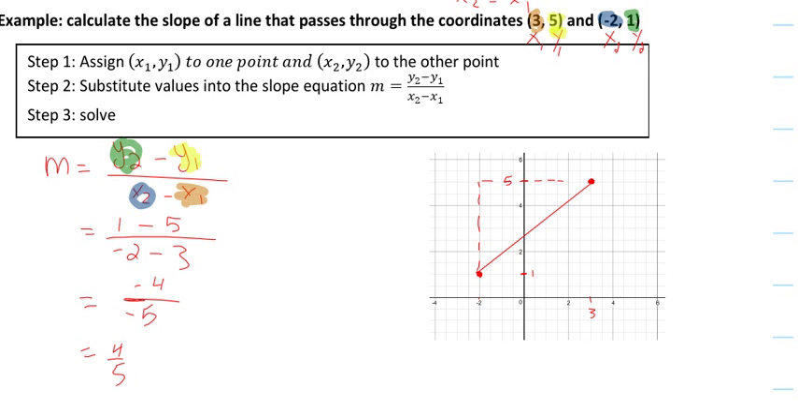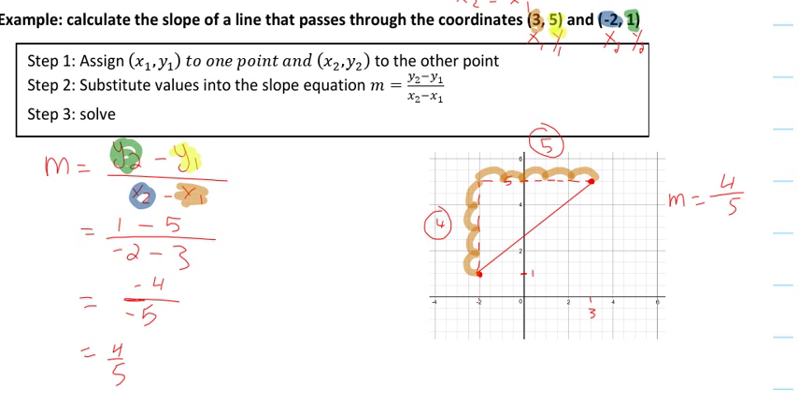So let's see what my rise is. I'm going to go up 1, 2, 3, 4. And then my run is going to be 1, 2, 3, 4, 5. Yeah? So if I do rise over run, it's 4 over 5, and it's going to be positive because my line is going up. Do I have a matching slope? Yep.